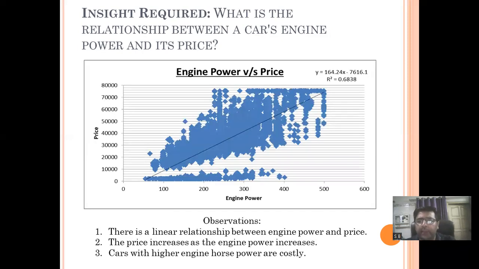Here is a scatter plot which also shows the trend line and the equation for the line. So there is a linear relationship between engine power and price. The price increases as the engine power increases. Cars with higher engine horsepower are costly.